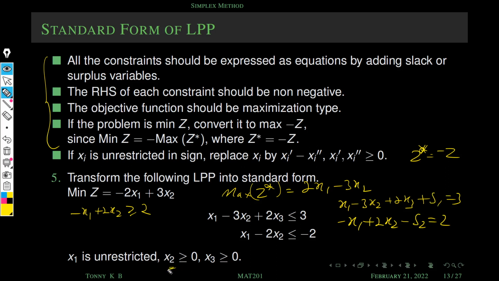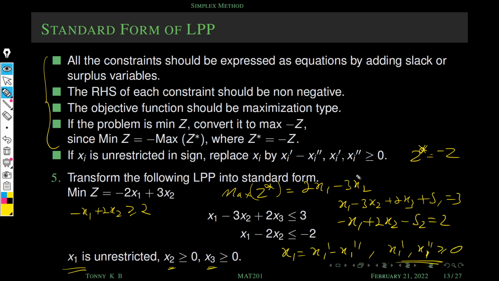Here x2 is non-negative, no problem. x3 is also non-negative, that's okay. But x1 is unrestricted in sign. So we have to convert this x1 into difference of two positive variables. So what is the conversion? We have to convert x1 as x1 dash minus x1 double dash. And also we assume that x1 dash, x1 double dash both are non-negative. So now instead of three variables, we have four variables, that's all.